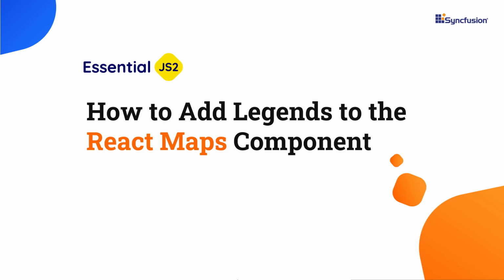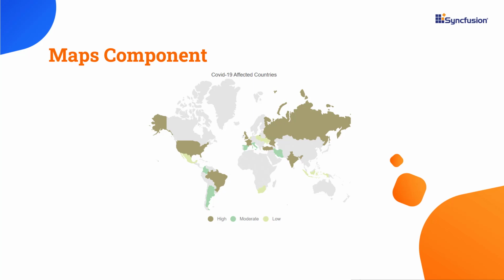In this video, I will show you how to add legends to the Syncfusion React Maps component. Look at this example, a world map displaying COVID statistics for each country with severity levels. These severity levels are depicted at the bottom of the map as a legend. Now let's start by adding code to add legends to React Maps.